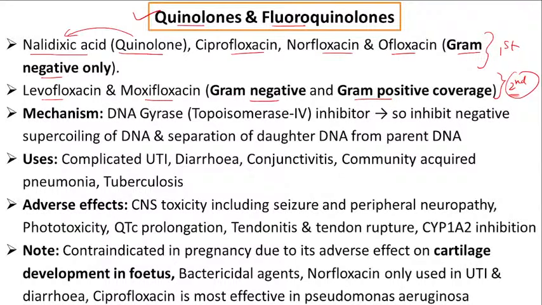What is the mechanism? They inhibit an enzyme. Which enzyme? DNA gyrase. What is another name for it? Topoisomerase II, also known as DNA gyrase. If you inhibit this enzyme, what would happen? They inhibit the negative supercoiling of DNA. Sometimes they don't ask for the enzyme name. If they ask a question like, what is the mechanism of ciprofloxacin?